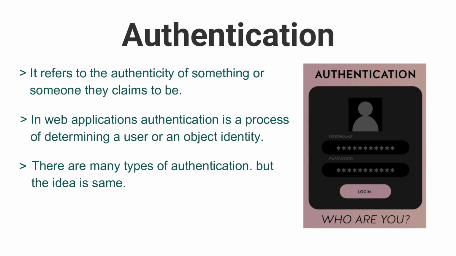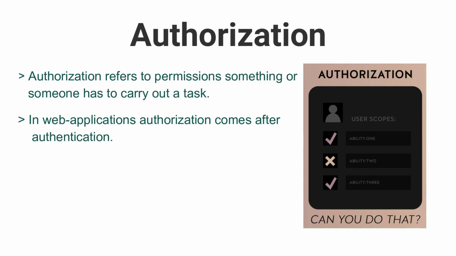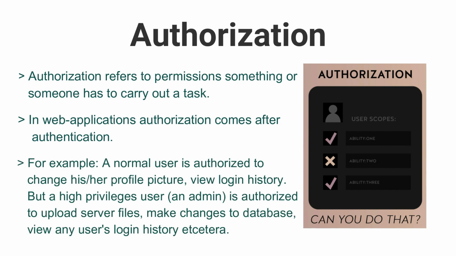Now let's talk about authorization. Authorization comes after authentication. It means whether something or someone has privileges to perform a certain task. For example, an admin of a web application can view the list of users, their login history, upload files to the web server, change the configuration and stuff like that. But a normal user is only authorized to access his or her login history or change his profile picture and stuff like that. So just for understanding, think of authorization as the privileges a user or a certain object has to perform some task. An admin usually has the higher privileges amongst all the users.